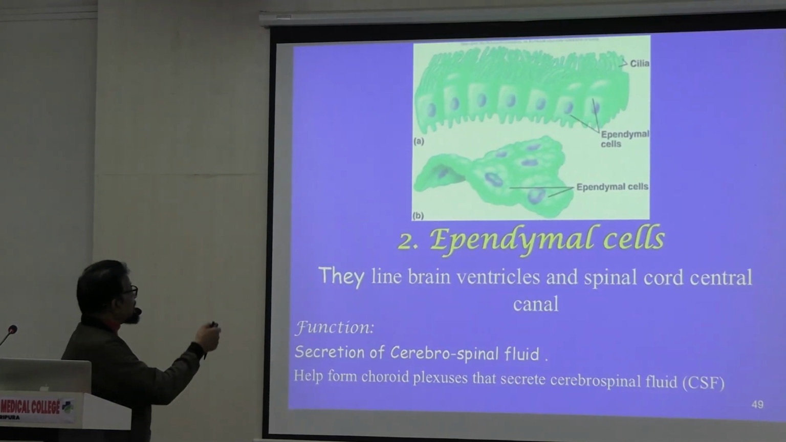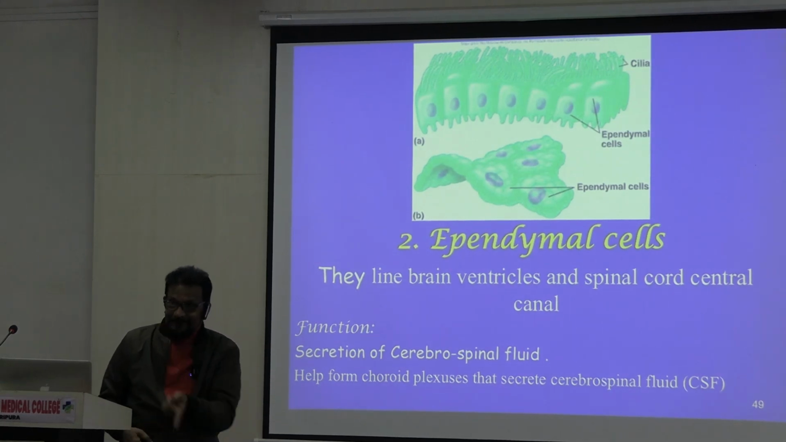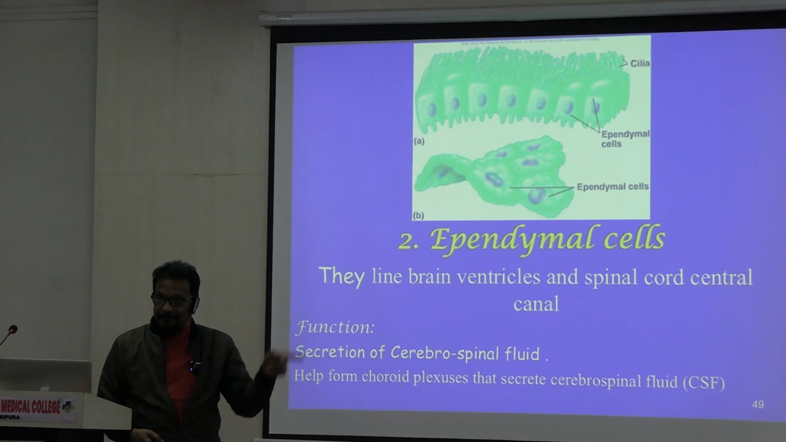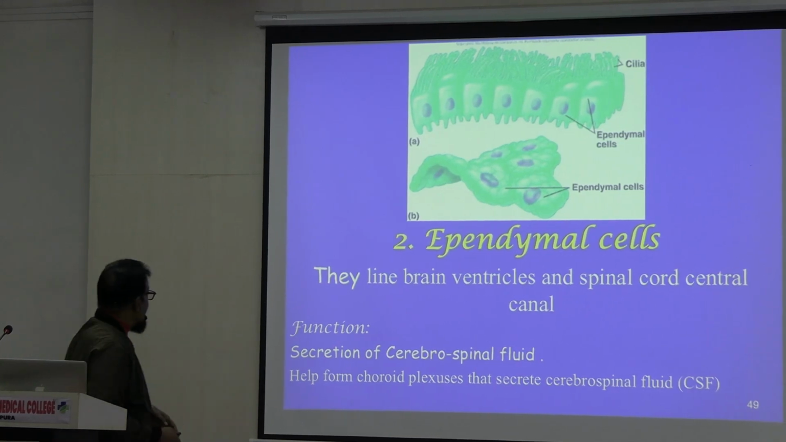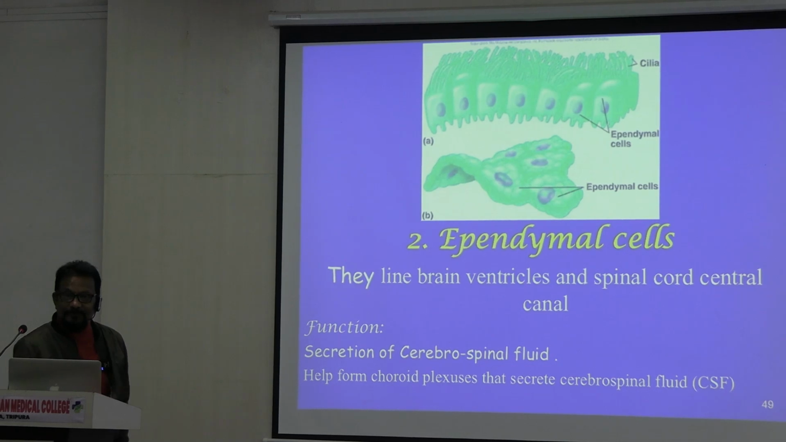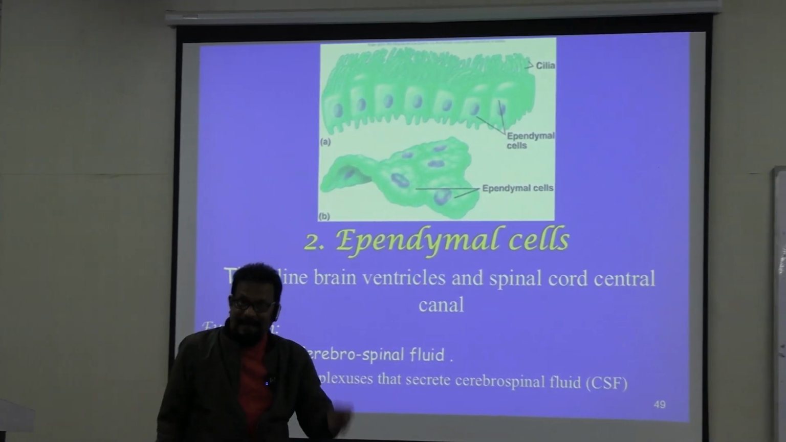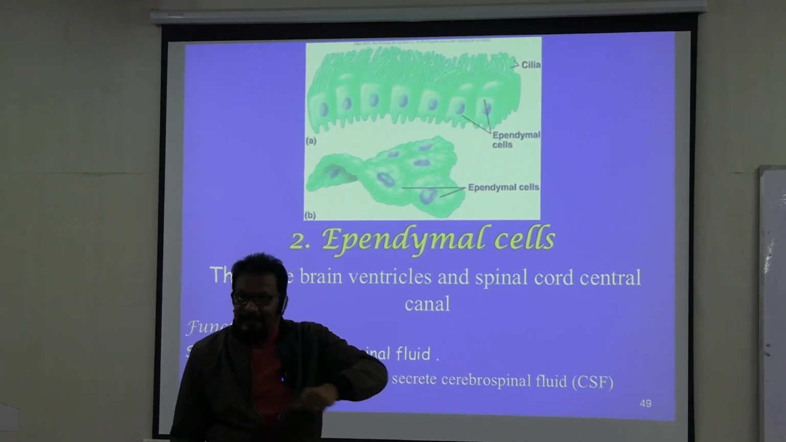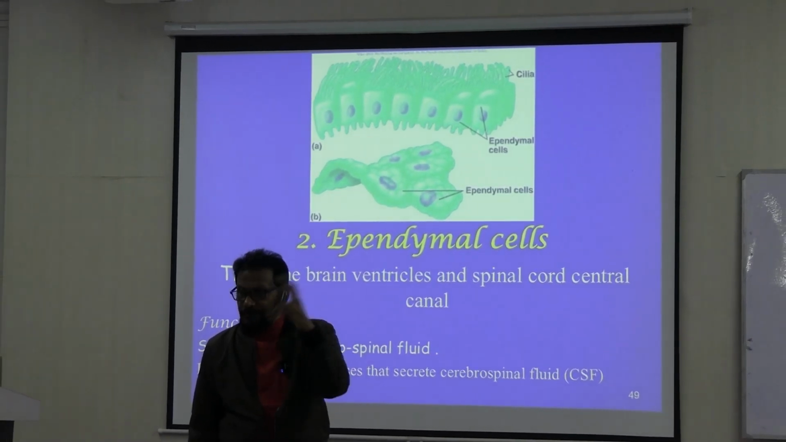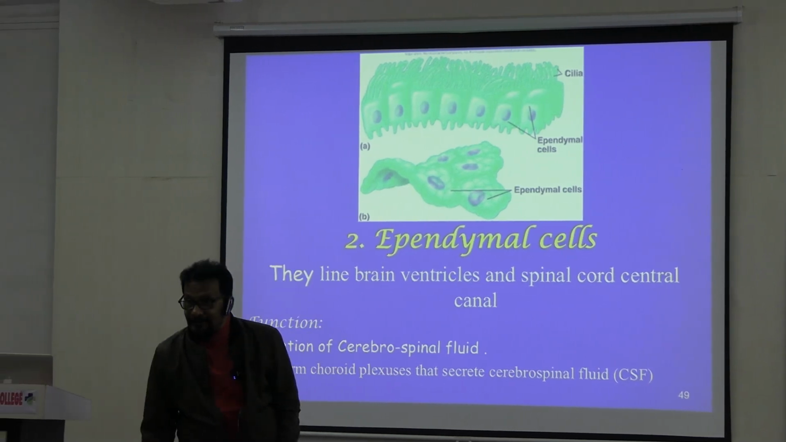These ependymal cells line the ventricles, the third ventricle, the lateral ventricle, and they secrete cerebrospinal fluid. In the choroid plexus, actually the choroid plexus is lined by these ependymal cells, and their function is to produce cerebrospinal fluid. So this is very important.